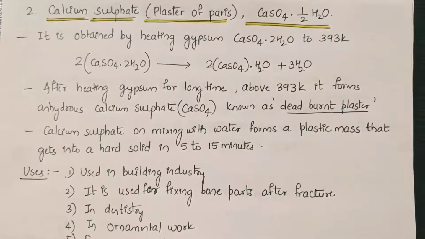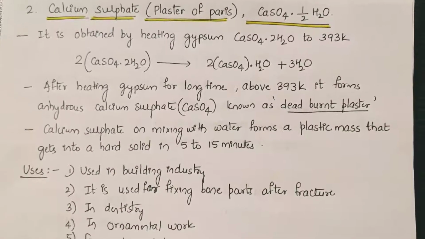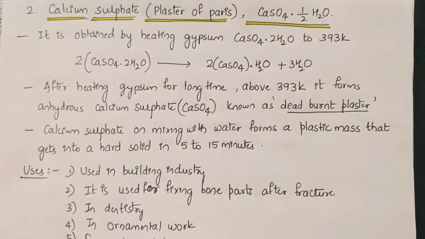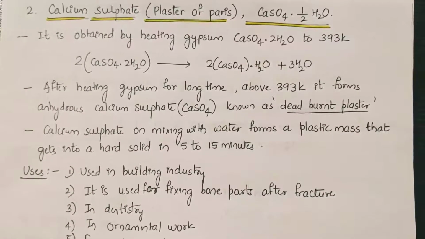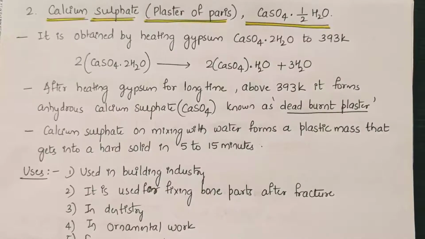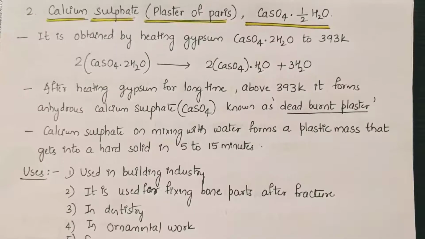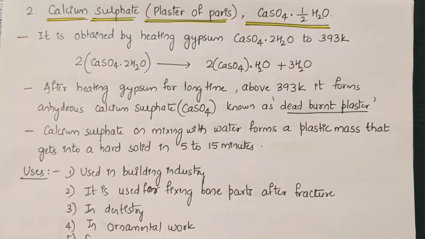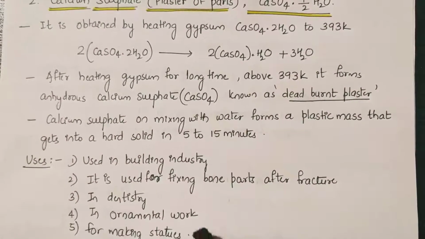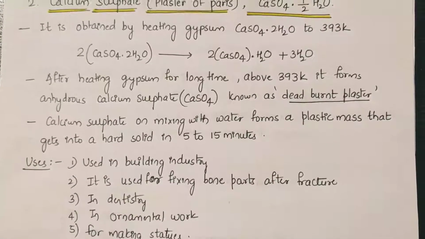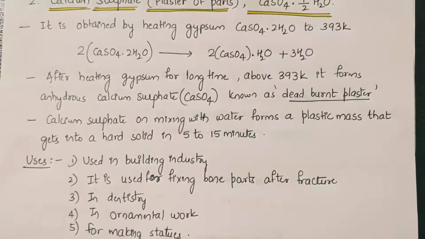So what are the uses of plaster of Paris? You might have seen the uses. You know a few of the uses also. First thing is it is used in building industries. Okay, it is also used for fixing bone parts after fracture. Whatever the white thing that is put after a fracture, that is nothing but your plaster of Paris only. Then it is used in dentistry, in ornamental work, and also for making statues. So these are some of the uses of calcium sulfate.